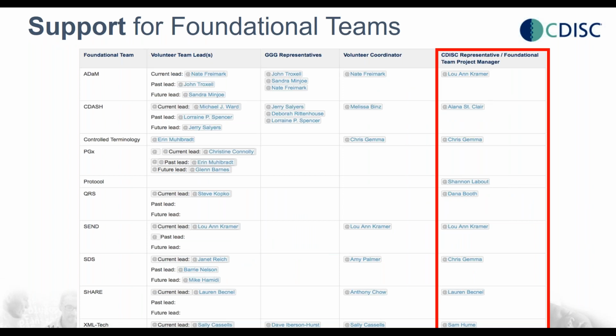Another change that we've made in the last few months is that now for our working groups, these are primary working groups down the left side of the page, and you'll note many of the volunteer lead names. We now have a CDISC staff member, the red box on the right, a staff member or contractor who is a project manager for each of these critical teams.